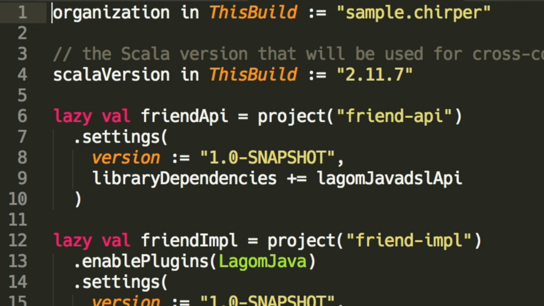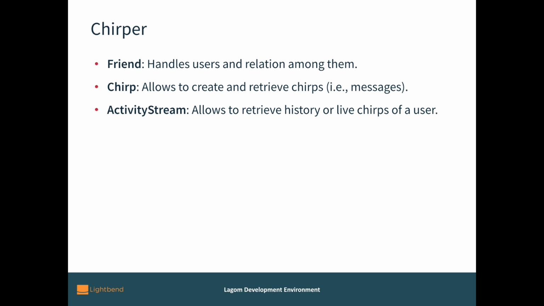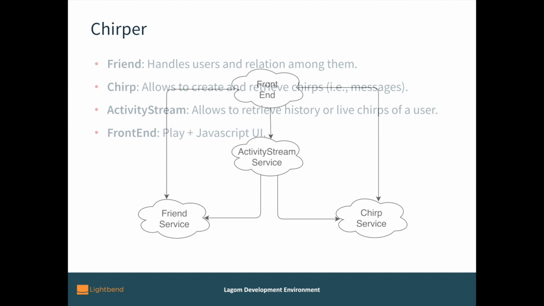Finally, we get to the interesting stuff, the project declarations. Chirper is made up of 4 services. A friend service handles users and relations among them. A chirp service for creating and retrieving messages from users, also known as chirps. An activity stream service to retrieve history or live chirps of a user. And a front end, which is just the web UI for the Chirper application.